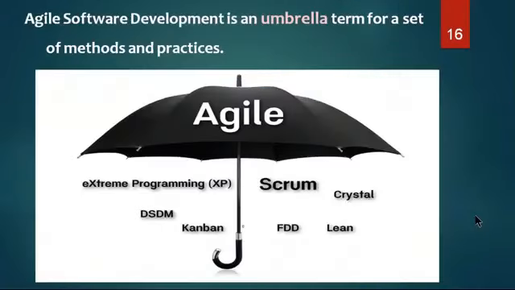They'll ask you what methodologies we have in Agile. Like in SDLC, we have the waterfall model, V model, incremental model, prototype model, RAD model, spiral model. So in Agile also we have different methodologies which come under one umbrella: Extreme Programming (XP), DSDM (Dynamic System Development Method), Kanban, Scrum, Crystal, FDD (Feature Driven Development), and Lean.